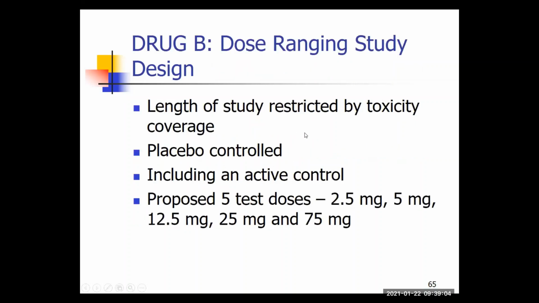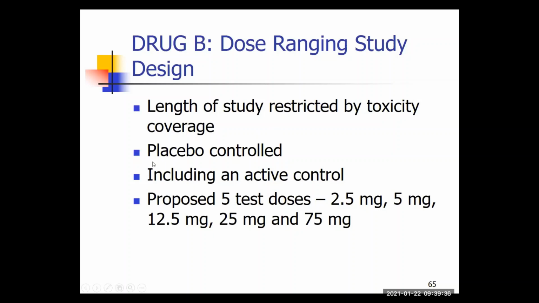Now, when I saw the results from that first picture, my first question was, do you have a 2.5 milligram strength? They did. They have a 2.5 and they have 12.5. They have two tablet strengths. The length of the study was restricted by toxicity coverage. By the time I designed my study, I got 4-week tox coverage, so I got to design a 4-week study.